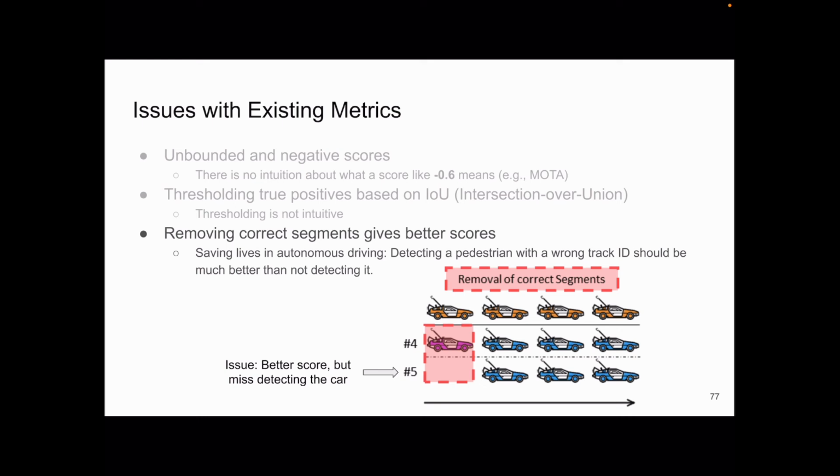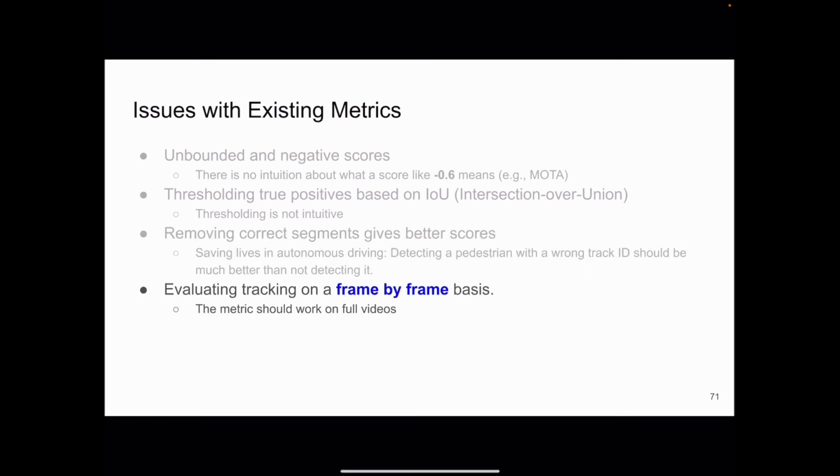The third issue is that the removal of correct segments gives better scores. In a self-driving scenario, it is critical that correct segmentation predictions are kept, even though they may have a wrong track ID. The fourth issue is that some metrics evaluate tracking on a frame-by-frame basis. The metric should instead work on videos.